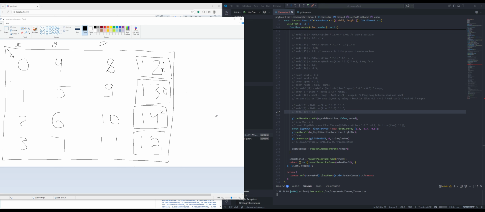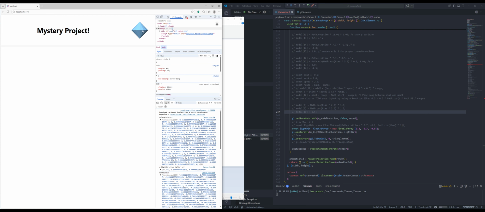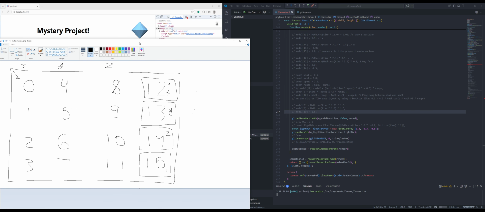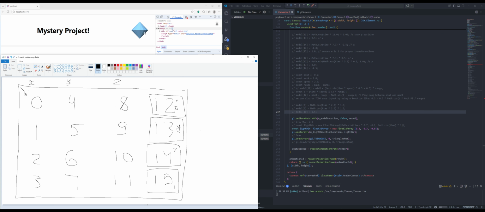Hello, let's rotate our object, this one, around X, Y, and Z axis. So there are two patterns here. If we want to rotate around X axis, so it rotates around the X axis, so it's kind of up and down.